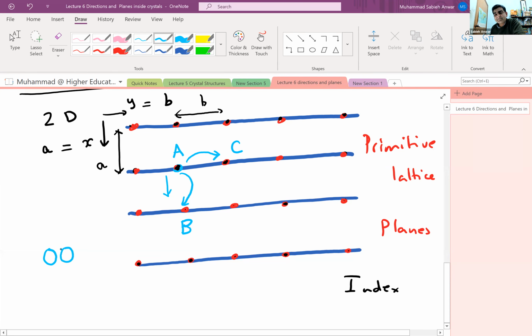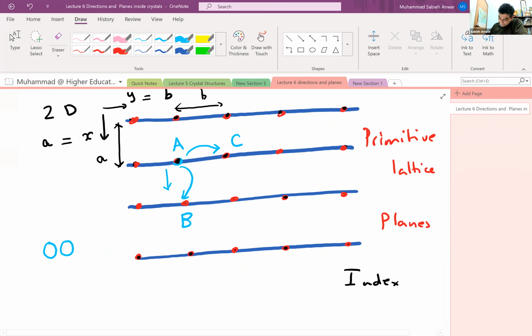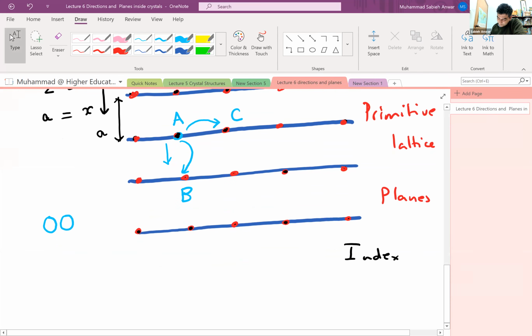Now, if I were to move along the Z direction, then would I, okay, just hold on, please. Just give me a second. I'm just slightly confused here.